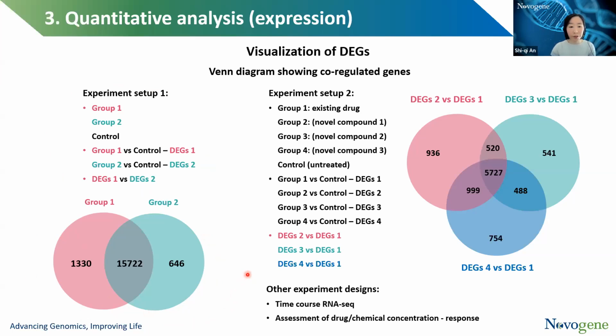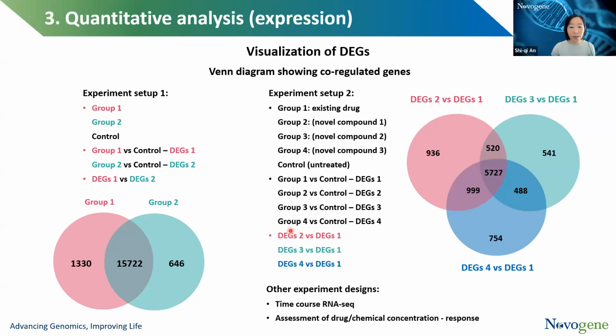However, there's a more complicated situation. For example, you have group 1 that has an existing drug, already used in the clinic, and then through experiments you identified a few novel compounds. You also have a control group, which is untreated samples. What you want to do here is see how your novel compounds performed compared to your existing drug. But before you do that, all the data needs to be normalized to the control first. Basically you take away the background. Then you end up with four different sets of DEGs, and you're going to compare those to the existing drug to see how well, or how differently, the new compounds performed at the expression level.